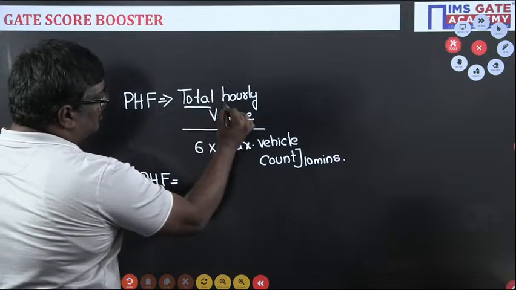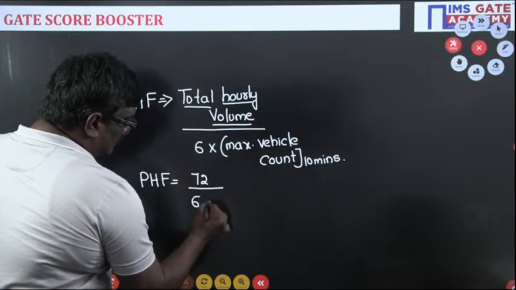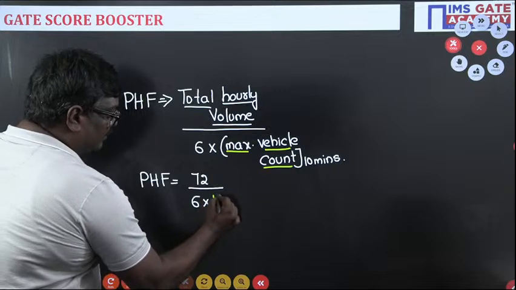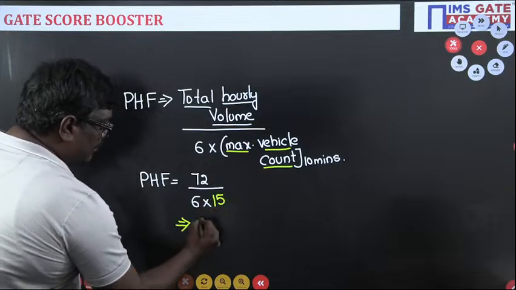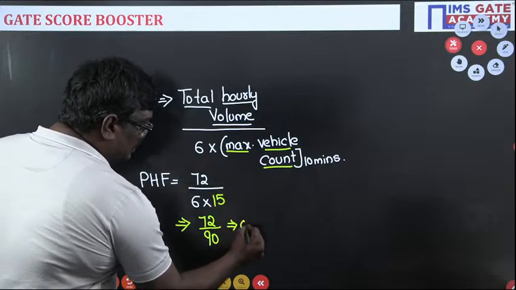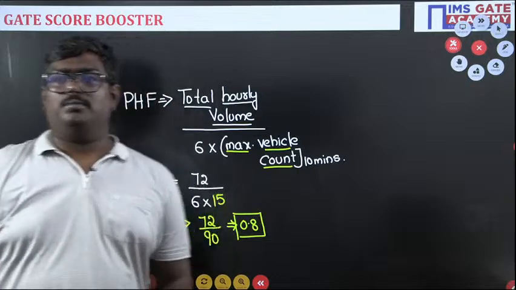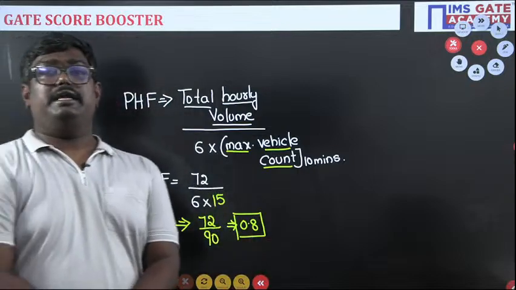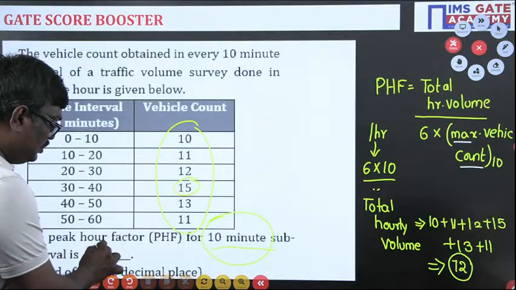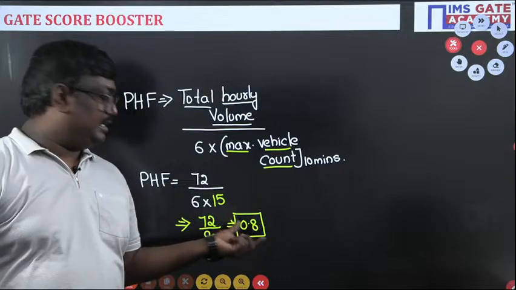So the peak hour factor: the total hourly volume is 72 divided by 6 into maximum vehicle count. What is the maximum vehicle count, sir? This is 15. So this value will be equal to 72 divided by 90, which is equal to 0.80. So the peak hour factor in the problem is 0.80. Clear, students? Because 72 divided by 90 is 0.8.